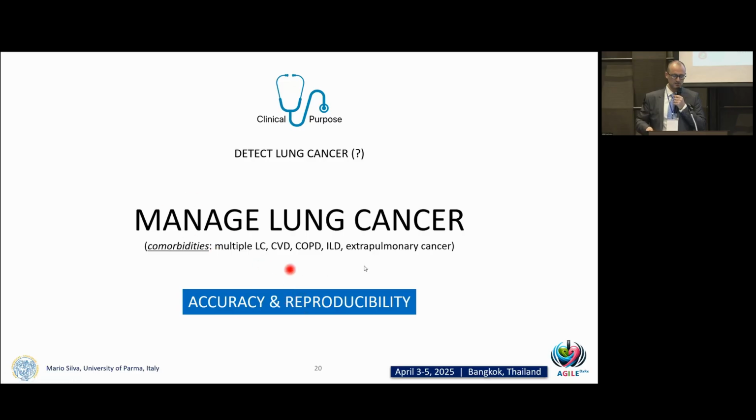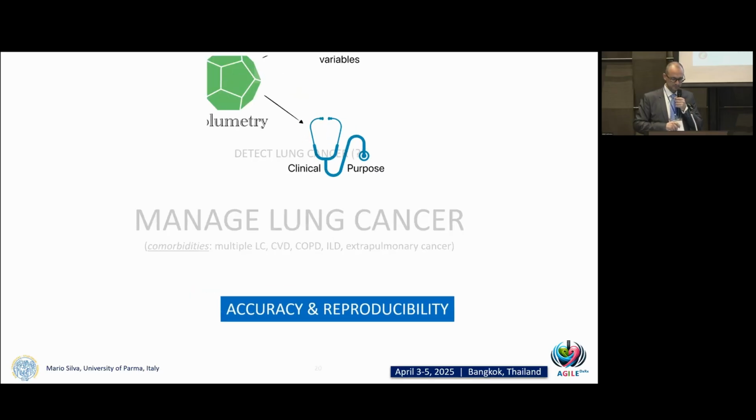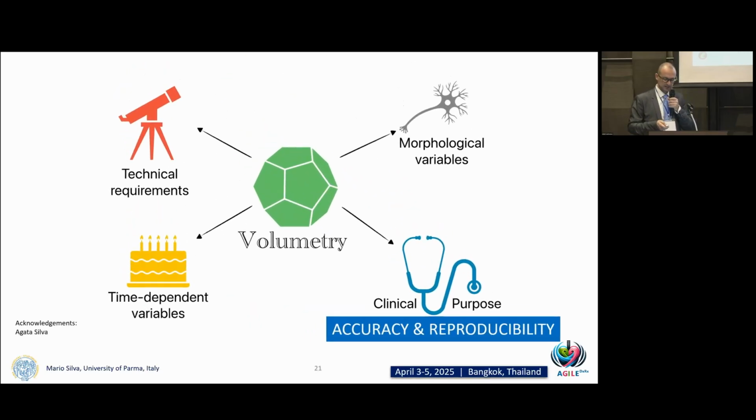Because we don't just deal with lung cancer, but we've heard about multiple comorbidities that can happen in these subjects already yesterday and today in this engaging discussion. So to wrap up the presentation, I think all we are doing with volumetry gets the benefits to bring us to accuracy and reproducibility for the final clinical purpose, which is managing lung cancer, not just detecting. And this is very important.